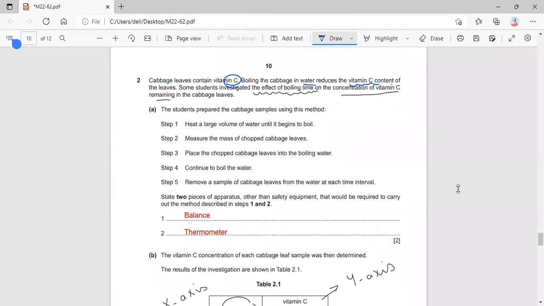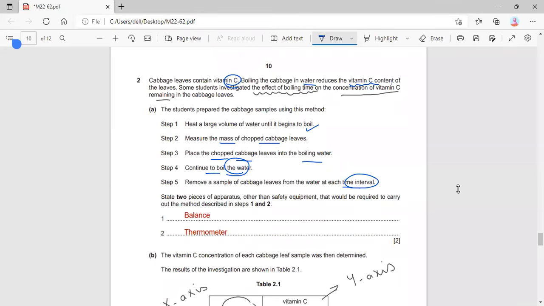The student prepared the cabbage samples using this method. Heat a large volume of water until it begins to boil. Measure the mass of chopped cabbage. Place the chopped cabbage into the boiling water. Continue to boil the water. Remove a sample from the water at each time interval.